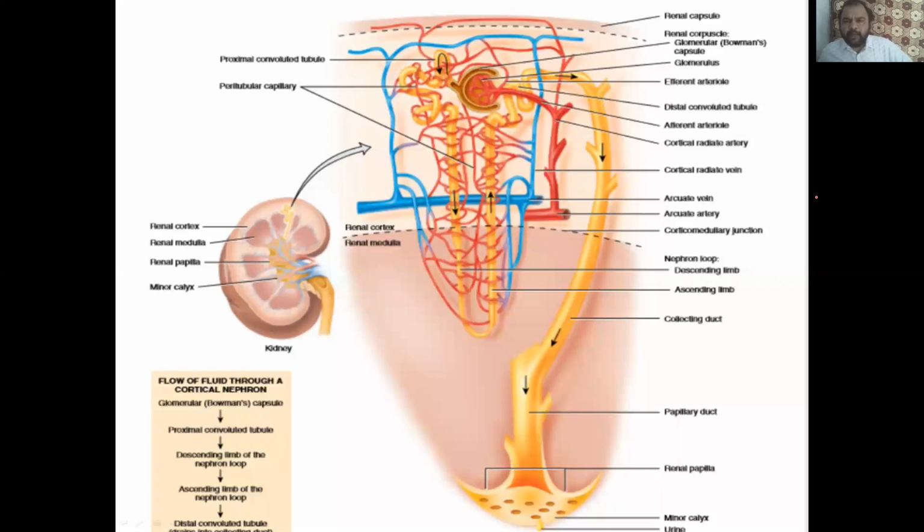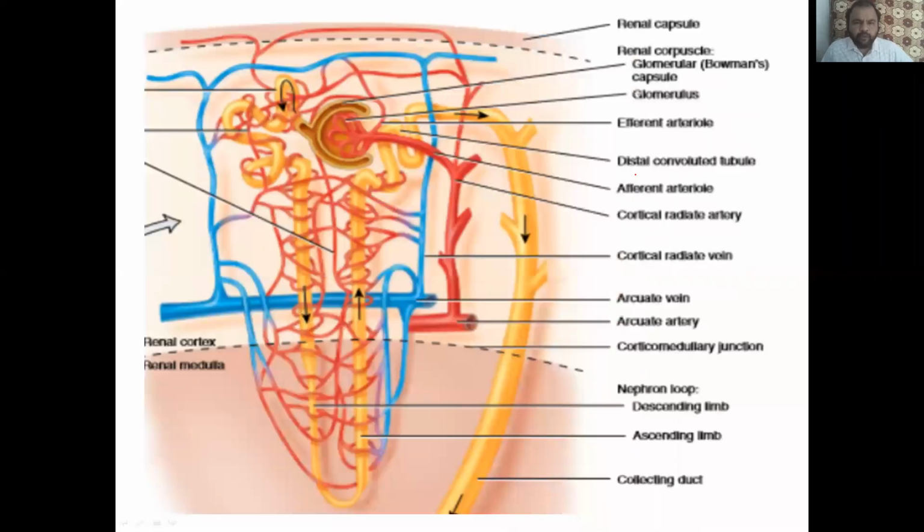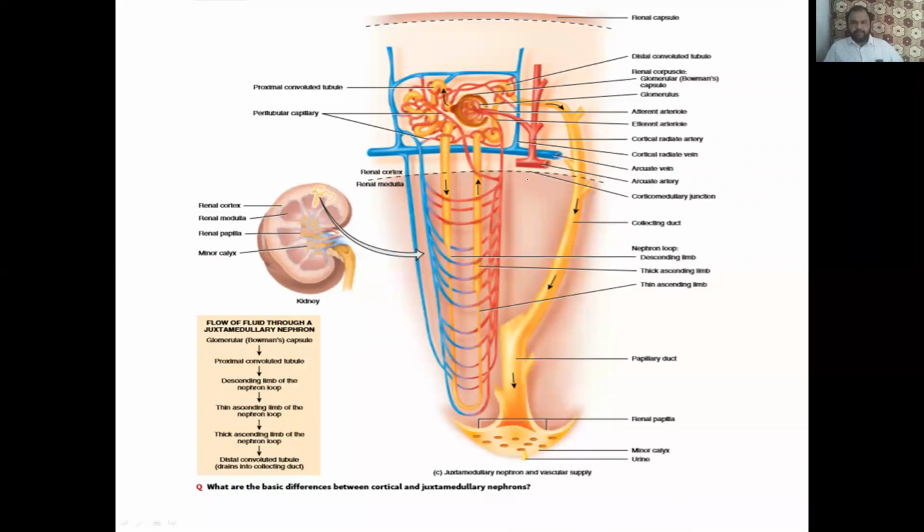So if you see in this diagram, this is the diagram of the juxtamedullary nephron. Let me make it a bit clearer. You can see one nephron shown here, with the cortical part of this nephron. This is a modified version of this diagram.